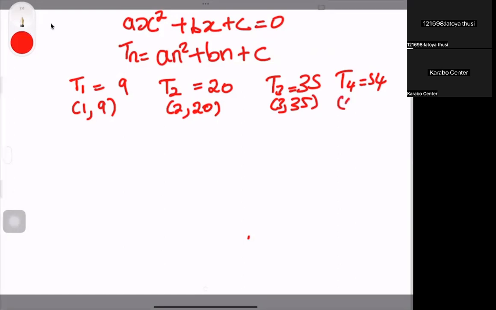Now, then you've got 4 and 54, right? Now, once you have that, those are basically coordinates. So the number patterns, the number of terms represent your x coordinates, and your y values represent the value of the terms, which is exactly what a function is, right? So that's the relation with the quadratic equation.